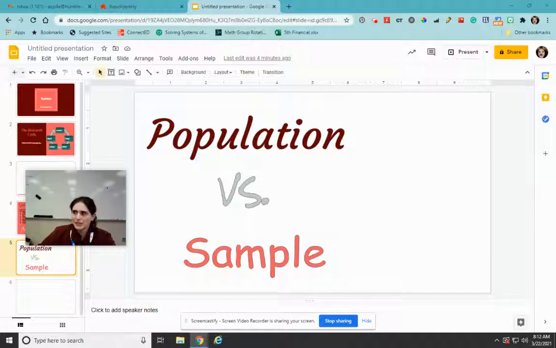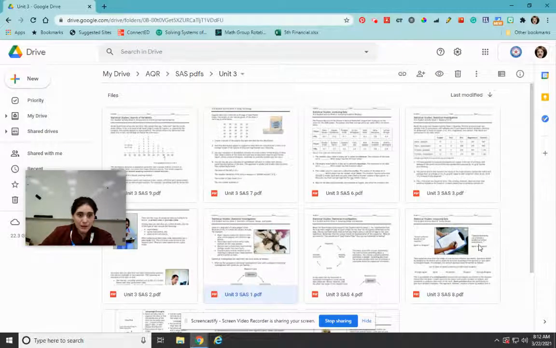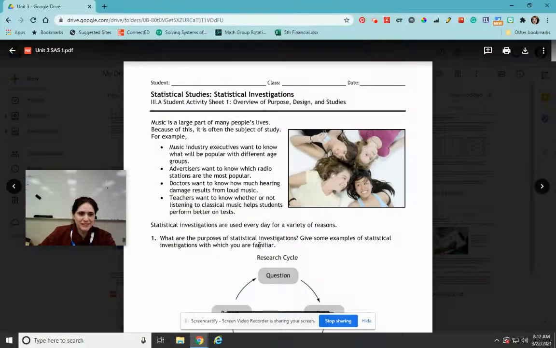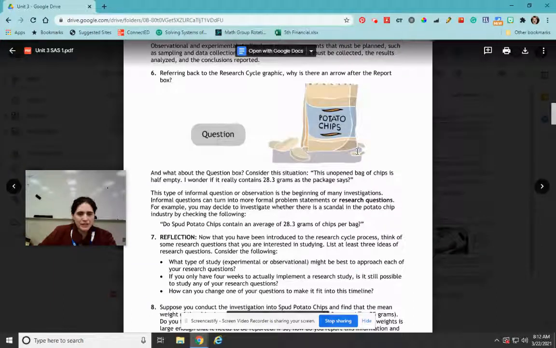Let me see if I could get this over here so you can see it. Okay, right here. Let's see, can I make it, let me see if I can make this bigger. Should have tried this out sooner. Okay, so we're talking about potato chips. Now my mouse is freezing up.